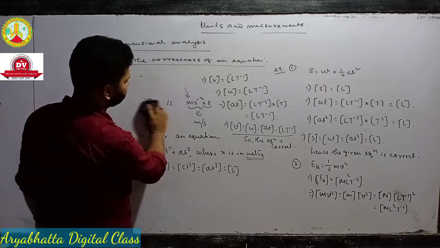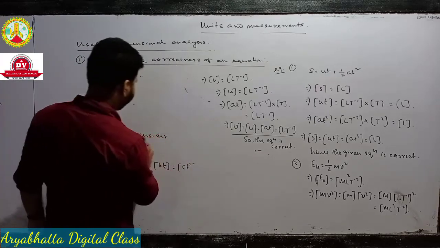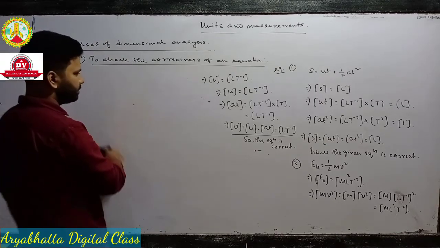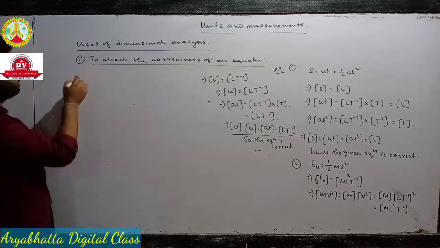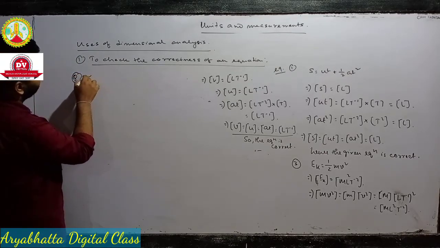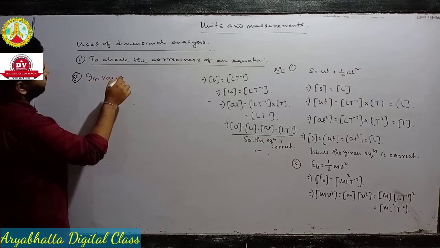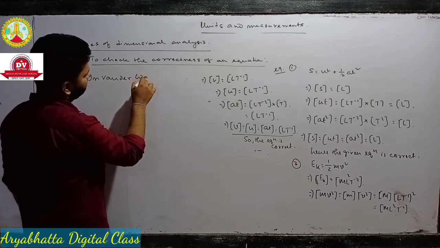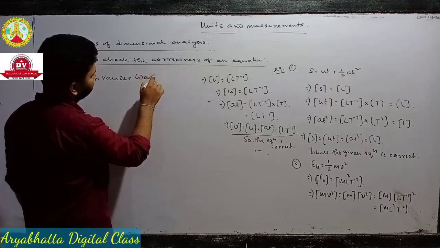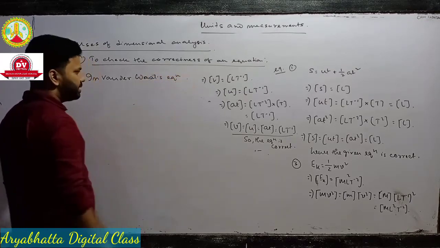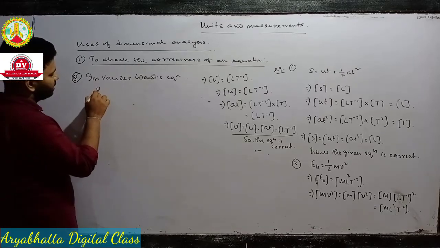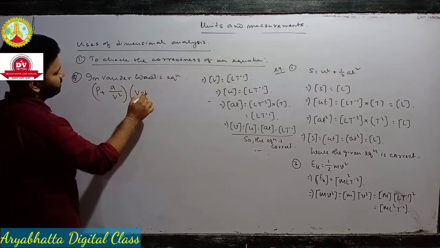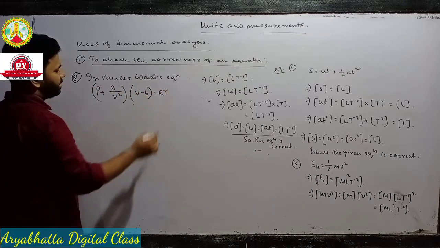सो वन मोर इक्वेशन. एक इक्वेशन है, एक क्वेश्चन मैं देता हूँ तुम लोगों को. बेस्ड ऑन दिस क्वेश्चन इन वंडरवॉल्स इक्वेशन, ये केमिस्ट्री पे मिलेगा. वंडरवॉल का गैस इक्वेशन क्या होता है? (P + a/V²)(V − b) = RT.